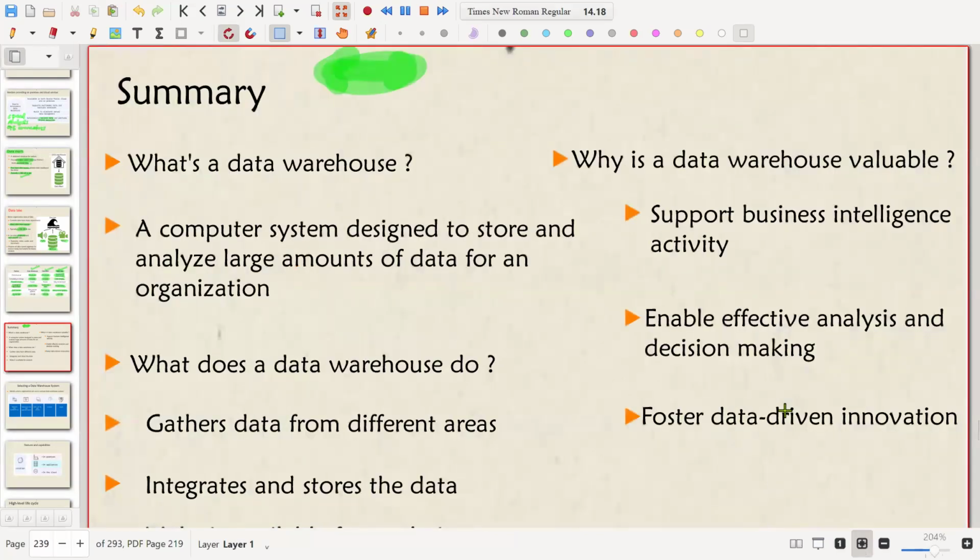So what we discussed in the last class, we discussed many types of different data warehouses existing in today's scenario, right? So we saw what is a data warehouse. Basically it stores data, but it does something extra as well. What are the extra things? It analyzes those large amounts of data for a particular organization.